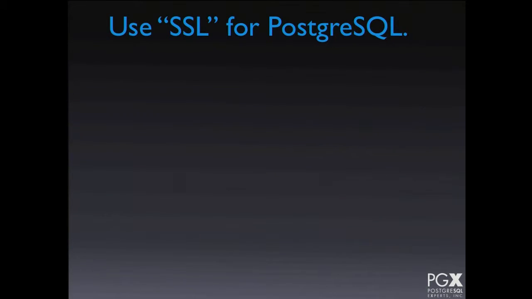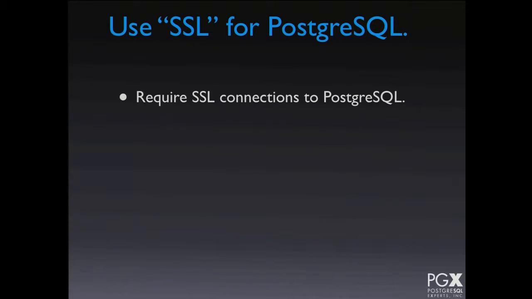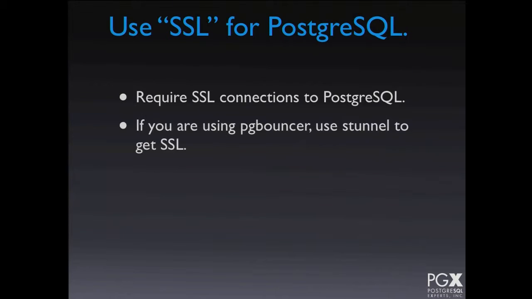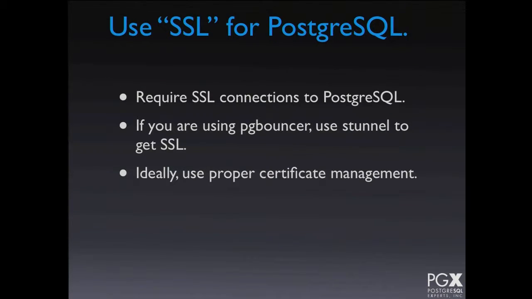Also, this means for Postgres, you want to turn on SSL. So require all of your connections to Postgres to use SSL. If you're using PgBouncer, which lots and lots of people are, I love it, this means you're going to want to stick stunnel before it and after it, because by itself, PgBouncer doesn't do SSL connections. Pgpool does, but PgBouncer does not. Ideally, you want to use proper certificate management, like create your own certificate authority and distribute the certificates and do all the right stuff for this, assuming you don't want to pay someone to be a certificate authority for you. But at the minimum, you want to make sure all your internal infrastructure is passing around SSL.